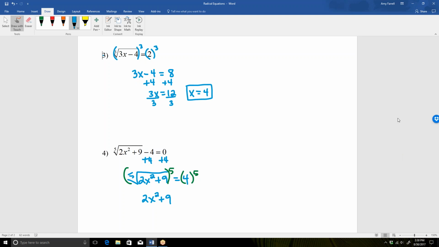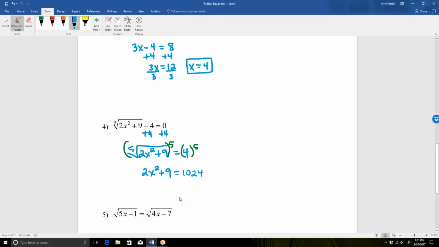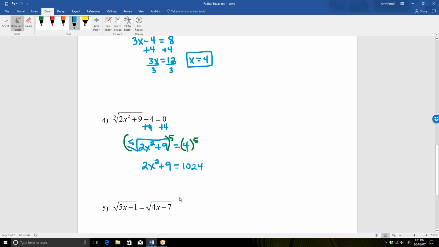4 to the fifth power is 1024. And then we need to solve this equation. It looks like we're going to get 2 solutions here. So let's see. I'll subtract 9 from both sides. Subtracting 9, we get 2x squared equals 1015.